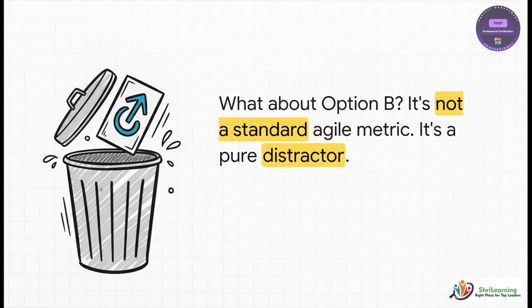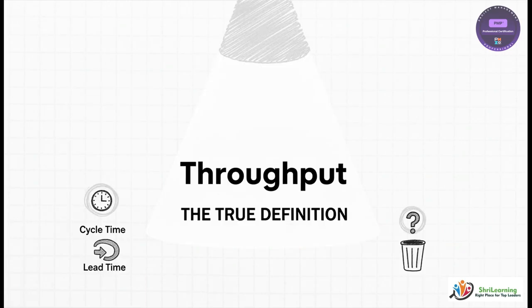Now, before we land on the right answer, what about option B? The number of iterations that can be successfully completed during a single release. Well, this one's actually the easiest to get rid of. It just isn't a thing. It doesn't describe any standard recognized metric in Agile. It's a pure distractor designed to make you second-guess yourself. Don't fall for it. Okay, we've unmasked cycle time, we've unmasked lead time, and we've tossed out that weird distractor.